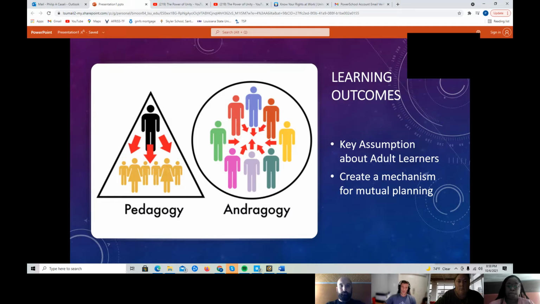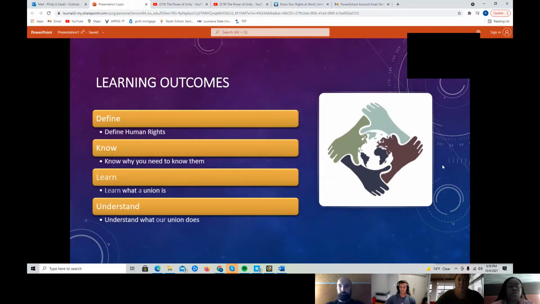And then also, one of the process models for learning is to create a mechanism for mutual planning, sort of to let the students help in planning what they're going to learn. So we have a little exercise that will be explained during the workshop for that as well.